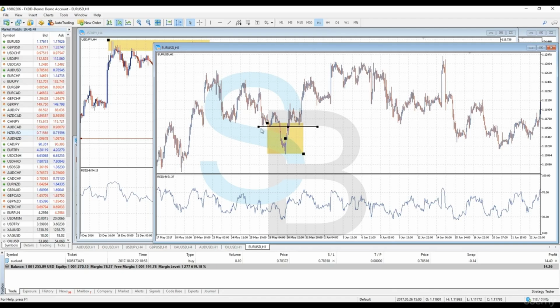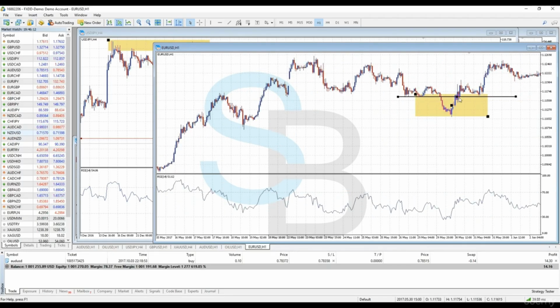Now, it doesn't necessarily have to be equal in height like this. Sometimes you can see head and shoulders sort of on an angle. So you can have one shoulder here, your head, and then a shoulder a little bit lower. It doesn't necessarily have to be perfectly in line like that.